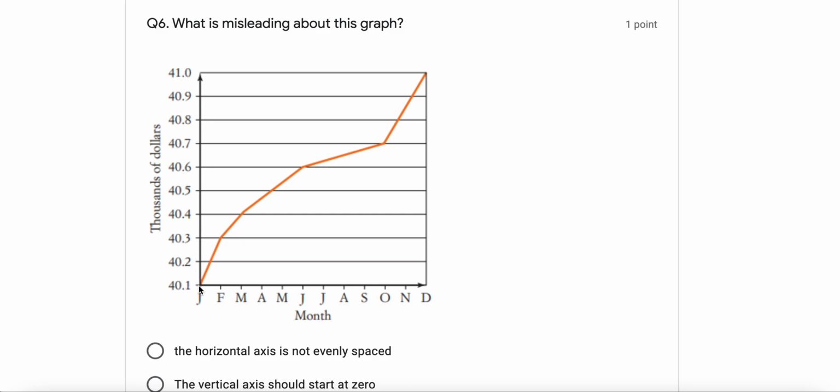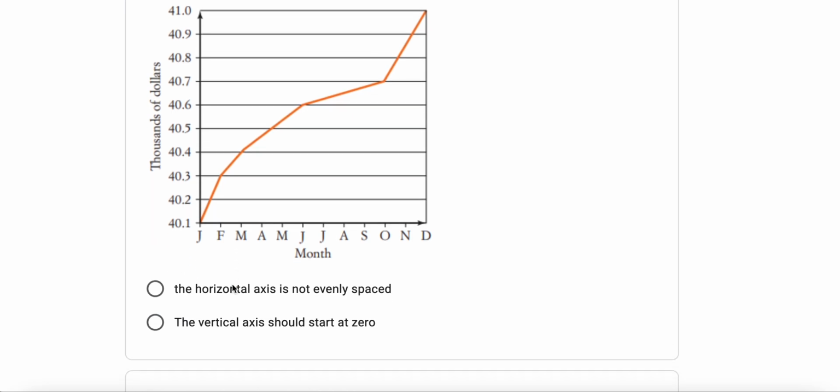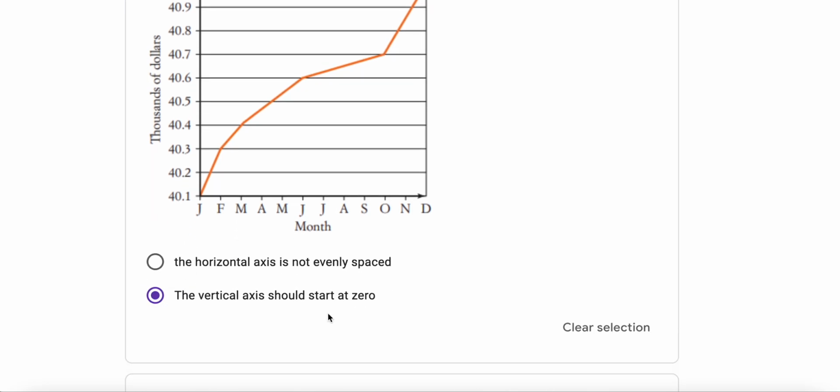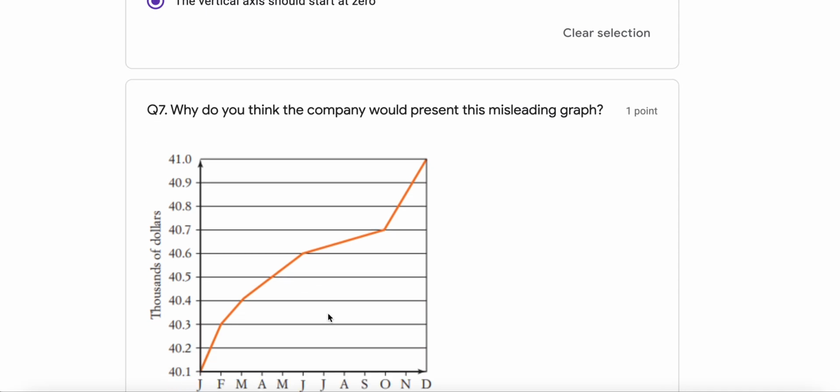And the amount of money that they made from January to December, the extra profit that they made, is just $41,000 minus $40.1 thousand. So they actually only made an extra $900 over the course of the year, which isn't that much, but it looks like a lot because the y-axis is not starting at zero. Sorry, the vertical axis, not the y-axis.